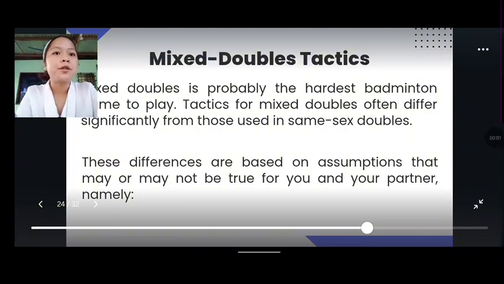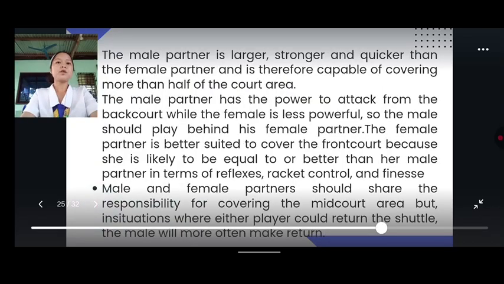Okay, so let's proceed to mixed doubles tactics. Mixed doubles is probably the hardest badminton game to play. Tactics for mixed doubles often differ significantly from those used in same-sex doubles. These differences are based on assumptions that may or may not be true for you and your partner. Namely, the male partner is larger, stronger, and quicker than the female partner and is therefore capable of covering more than half of the court area.